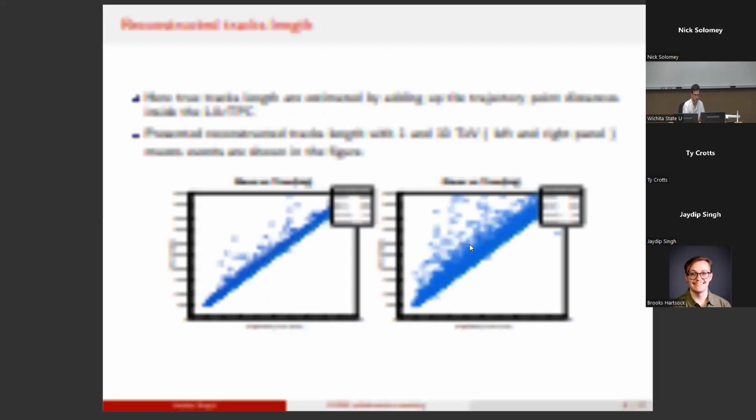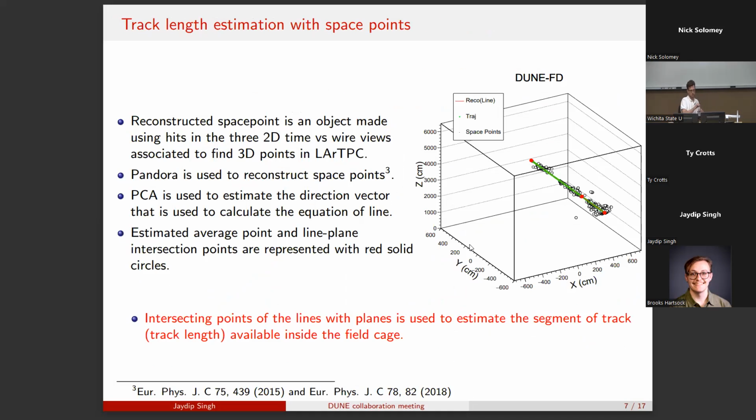No, let me just discuss it. So this is due to the PCA algorithm limitations. I mean, we are calculating the average points. So if some space points are too far away, we get uncertainty in the direction reconstruction. So due to that uncertainty in the direction reconstruction, we are getting a slightly overestimated track length.